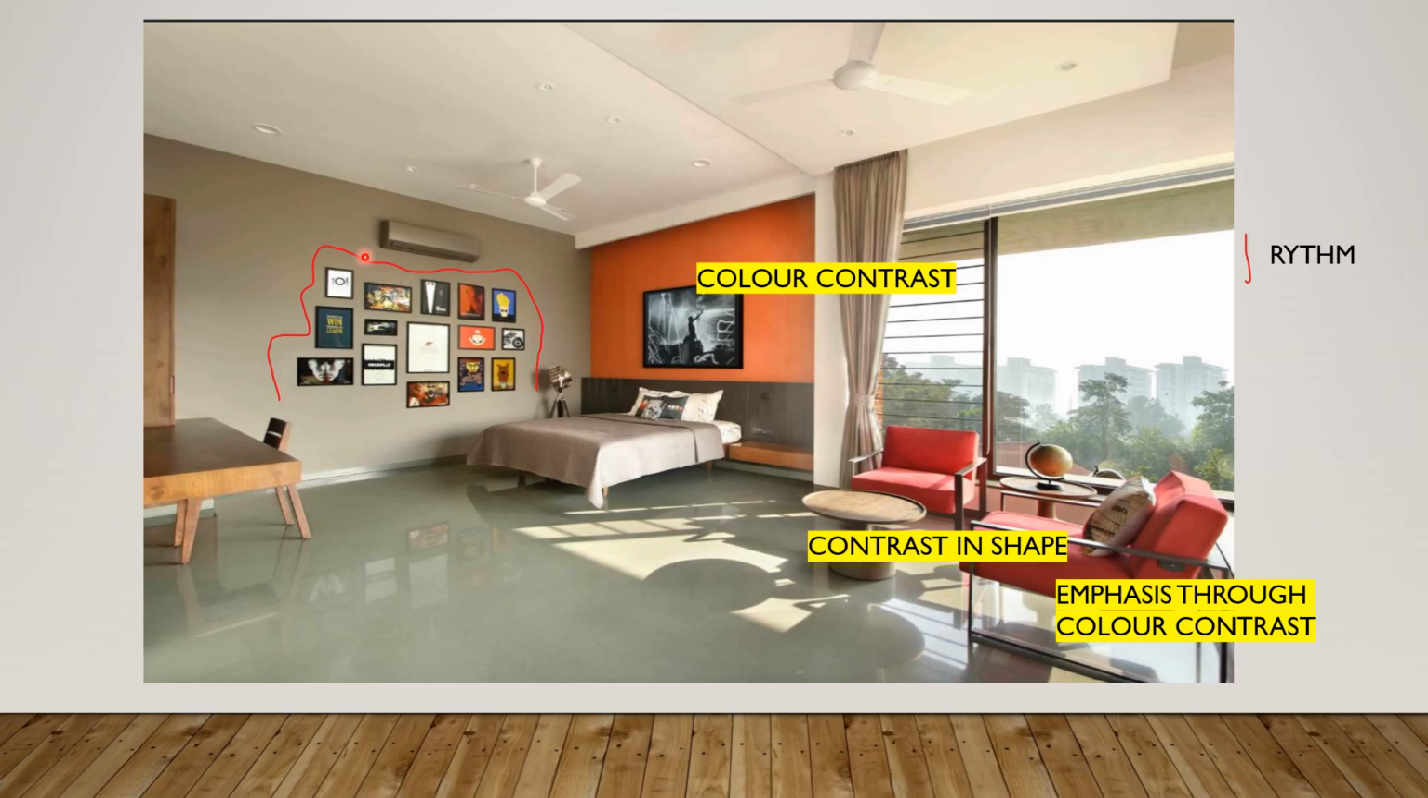These pictures are providing a rhythm to the space. The orange is a perfect color contrast for the white room. Even the red sofas are a proper color contrast. The table, this round table given in the center, is a contrast in shape.